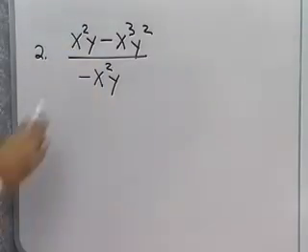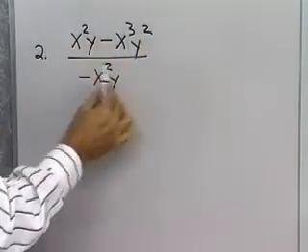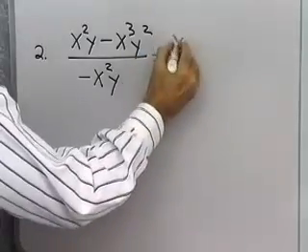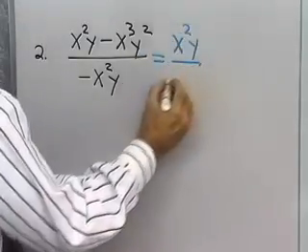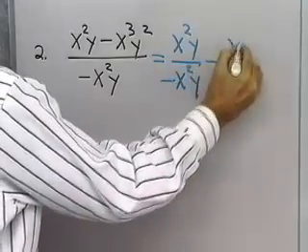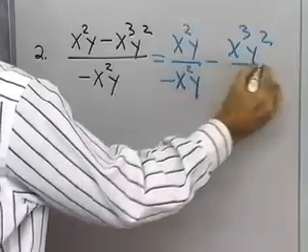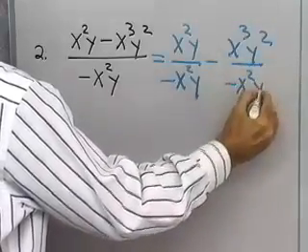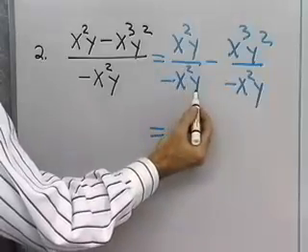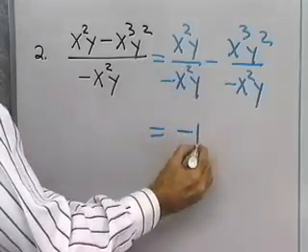Our next problem, we have this polynomial divided by negative x squared y. So I'll take each term in the numerator and divide by negative x squared y. So here I have x squared y divided by negative x squared y. That will give me negative 1.